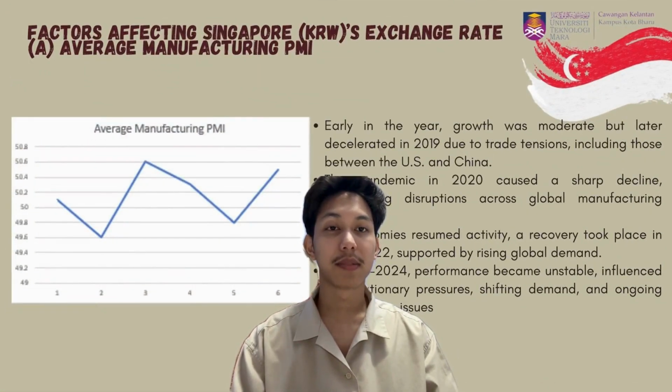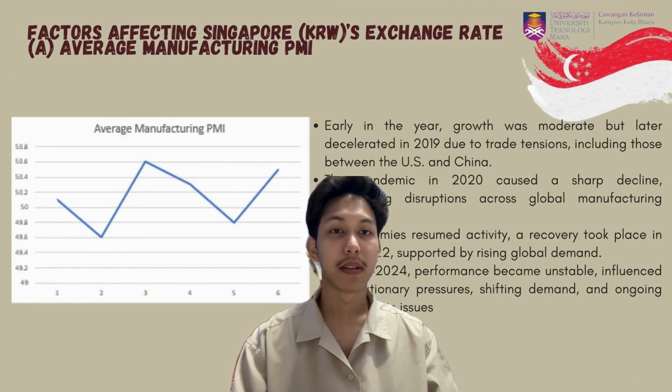Next, average manufacturing PMI. In 2019, economic growth was moderate early in the year but later slowed down due to trade tensions, particularly between the US and China. These disputes led to uncertainty in global markets, affecting business confidence and investment.